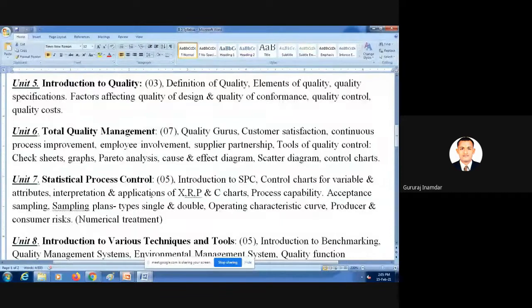In that, definition of quality, elements of quality, quality specification, the factors affecting quality in design and quality conformance, quality control and quality cost.